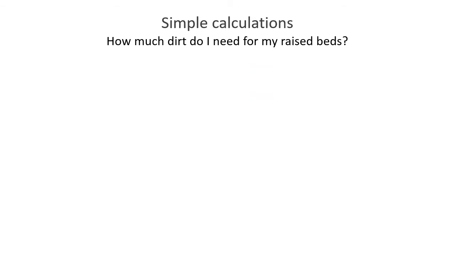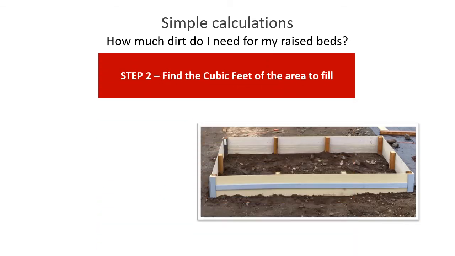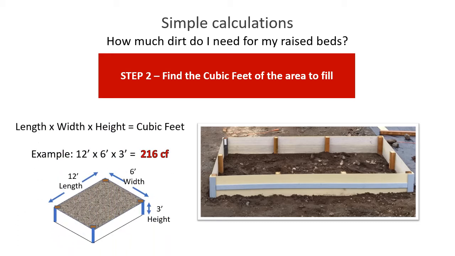We need to decide how high we want our dirt to be in our raised beds. This step will help us find the cubic feet of our area to fill. We want our beds to be filled with 3 feet high of dirt. Length times width times height equals cubic feet, or CF. 12 feet times 6 feet times 3 feet is 216 cubic feet.